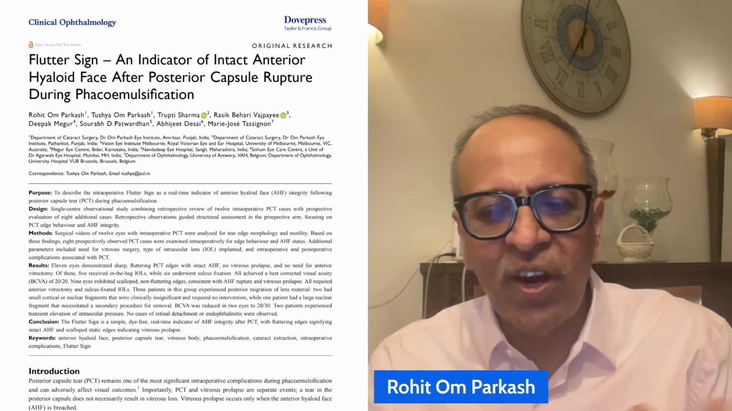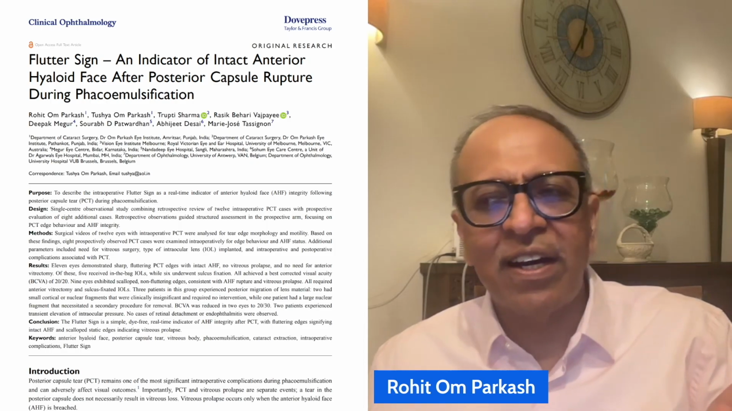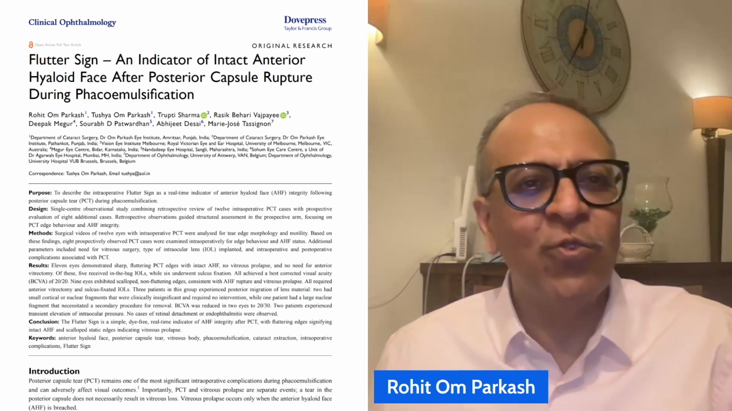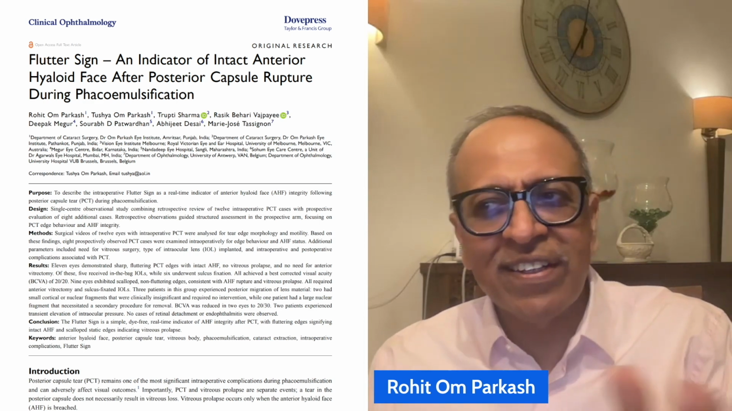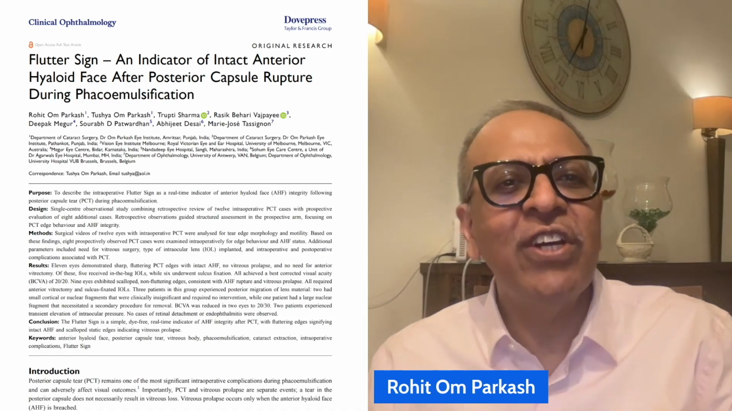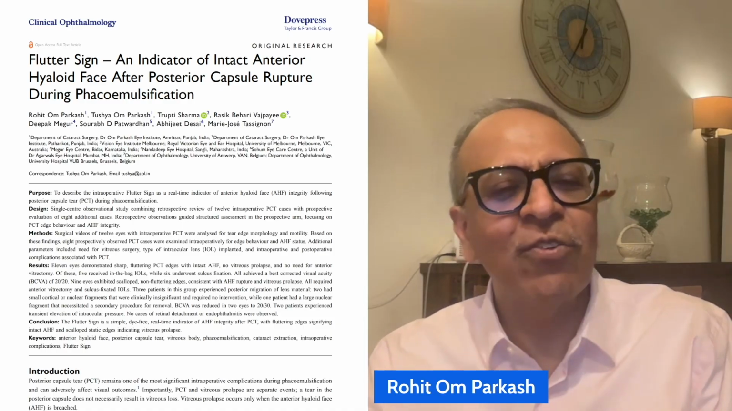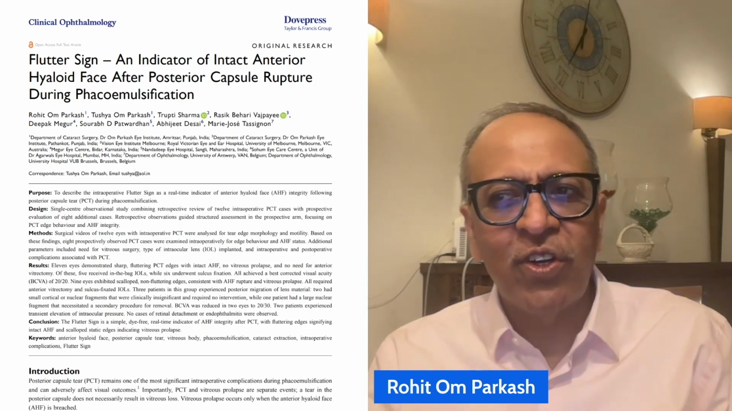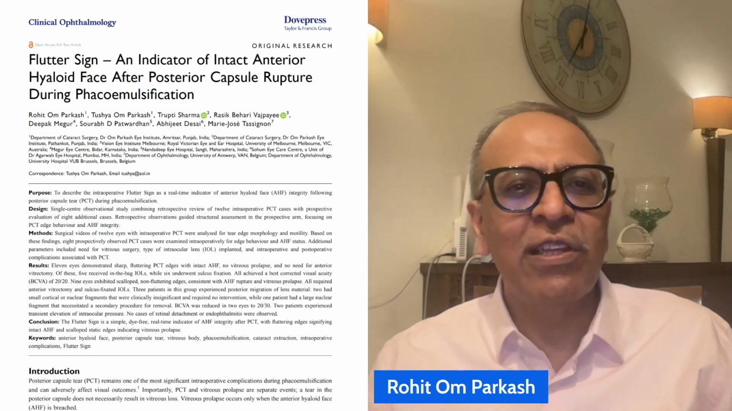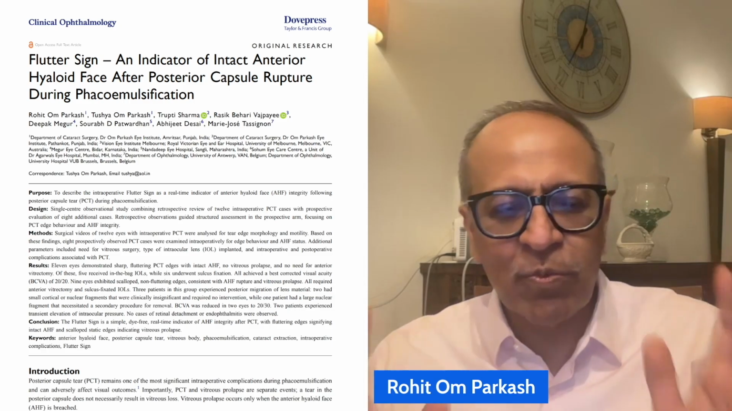And then we had our co-authors like Deepak Magur, who is very much into it, and another co-author, Abhijit Desai from Mumbai, who has also worked on it. So it was a conglomeration of all the ideas, which has brought forward this flutter sign, with years of experience of all the surgeons helping the young ones. But ultimately, what we want is a good outcome for the patients.